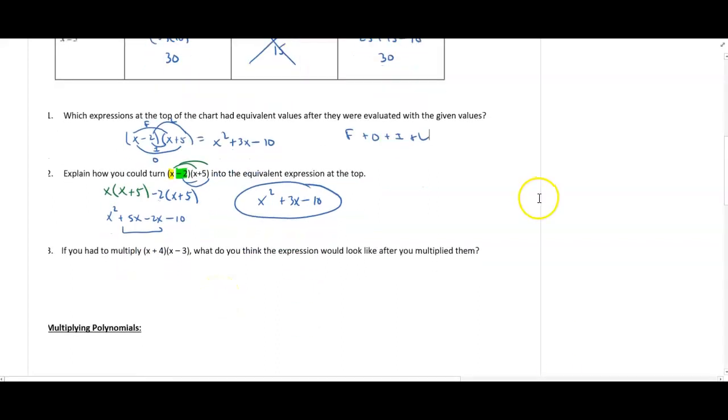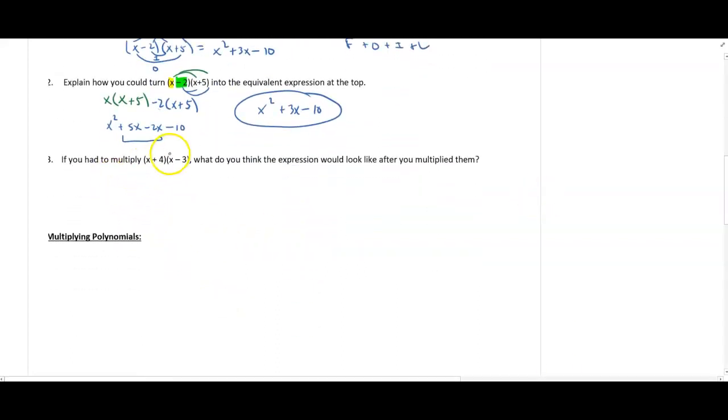Okay? Now, if we had to multiply x plus 4 times x minus 3, what I just like to do is make sure I multiply everything together. x times x is x squared. x times negative 3 is minus 3x. 4 times x, 4x. 4 times negative 3 is minus 12. When I combine these terms in the middle, x squared plus 1x minus 12.